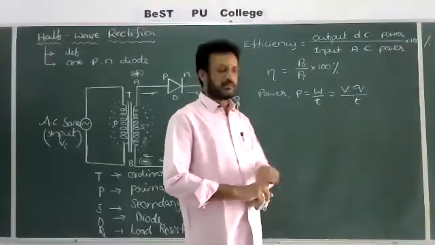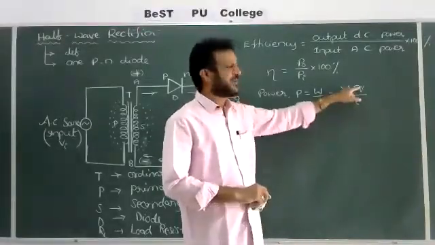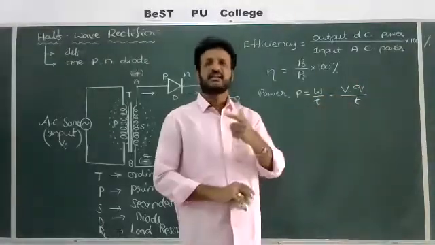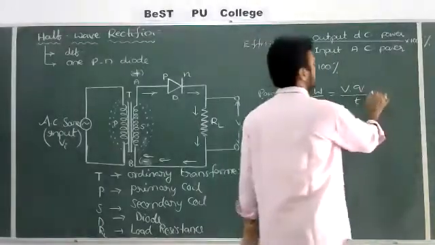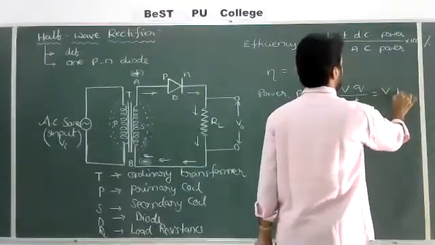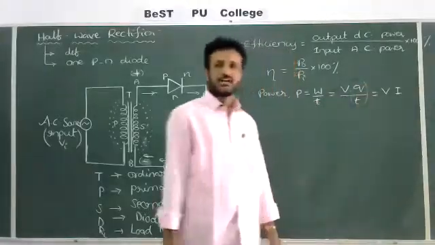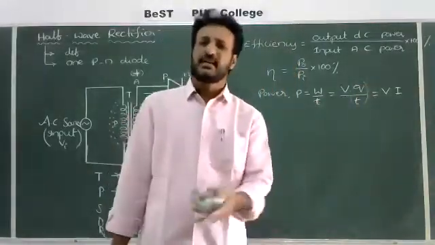But we know one more formula: charge by time is equal to what? The rate of flow of charge is called electric current. So you should write power is equal to V into I, because Q by T I am writing as I. Charge by time is equal to current.